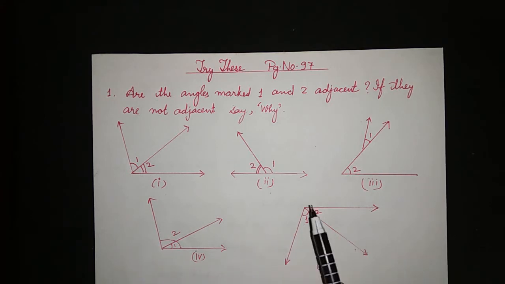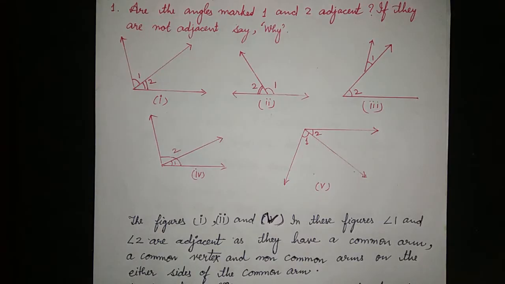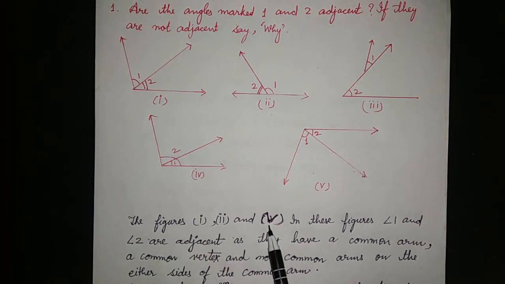are adjacent. Angle 1 and 2 are adjacent because they have a common arm, they have a common vertex, and non-common arms on either side of this common arm. So this you have to write in your answer. This first, second and fifth figures, in these figures, angle 1 and 2 are adjacent as they have a common arm, a common vertex and non-common arms on either side of the common arm.